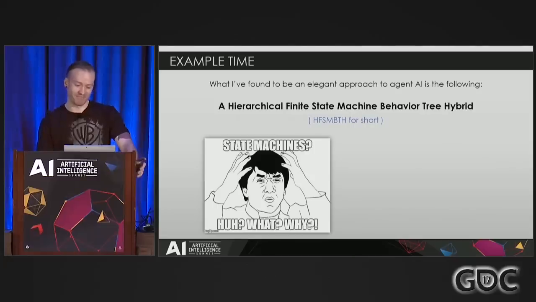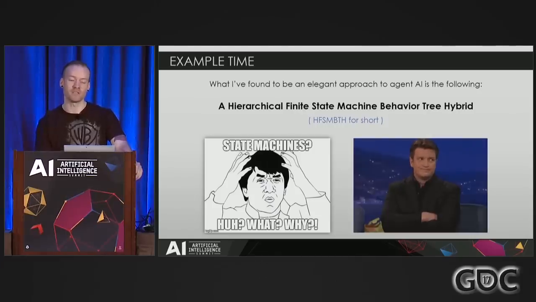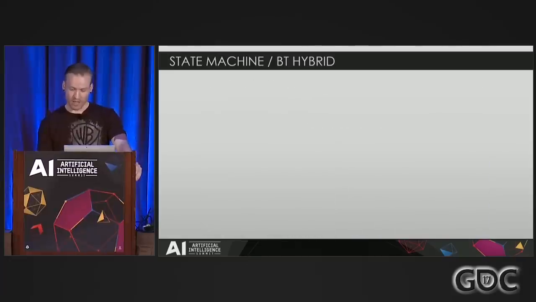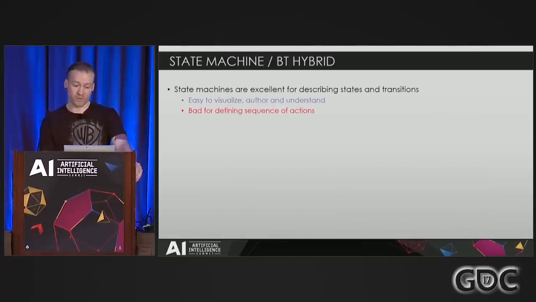So I guess a lot of you are asking me, state machines, didn't we go through this already? There's problems, that kind of thing. And there's a whole bunch of you probably going like, I've seen this movie, I know how this ends. But hear me out. State machines are excellent for describing states and transitions. They're easy to visualize, they're easy to author, they're easy to understand. They're horrible for defining sequence of actions.